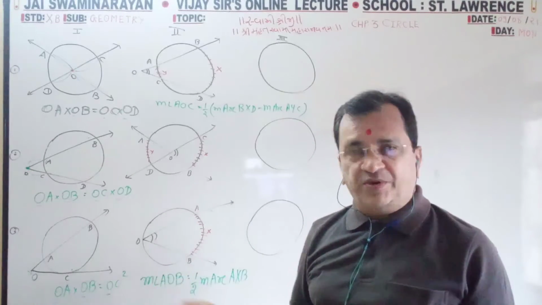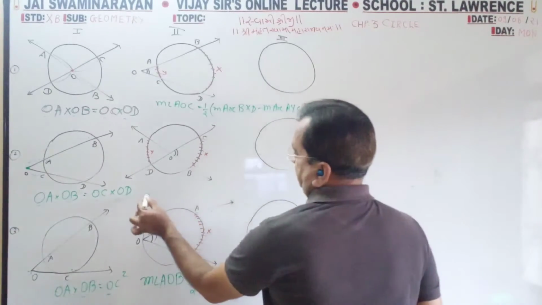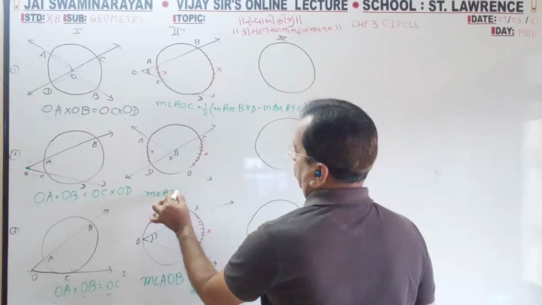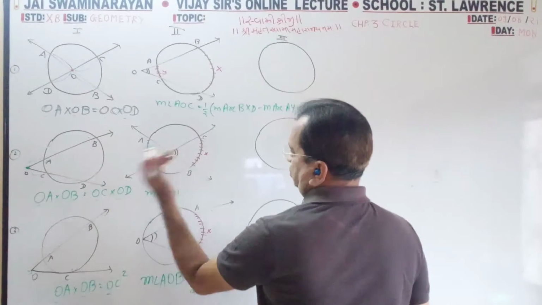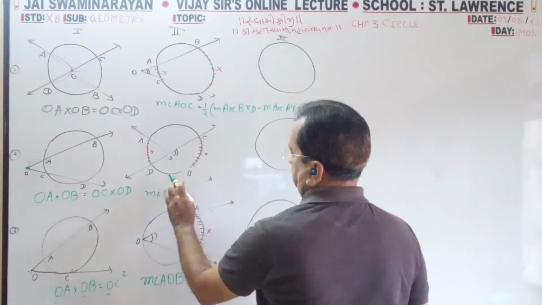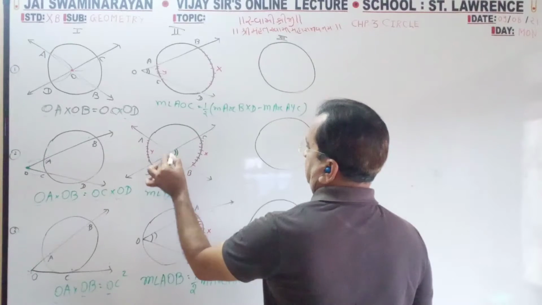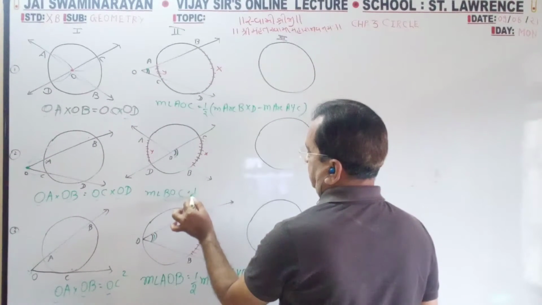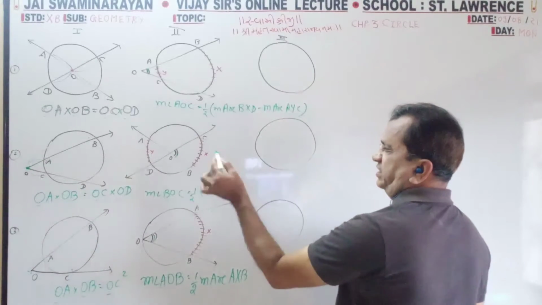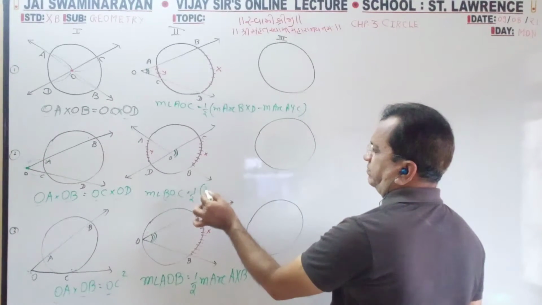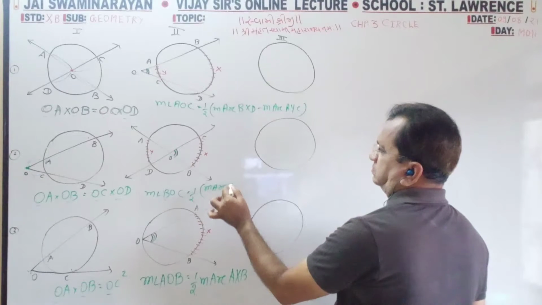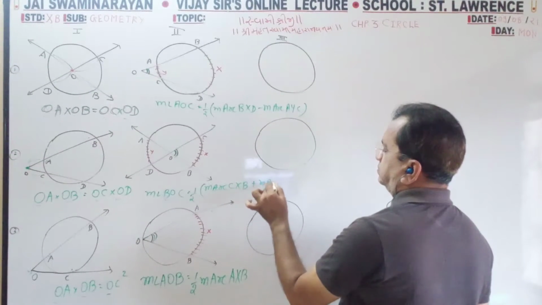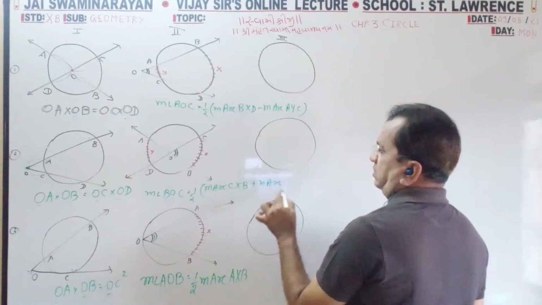Now when it is the opposite side, so measure of angle BOC or AOD. This angle and this angle we are measuring. Here it is minus, here it is plus, so you can take any. AYD.